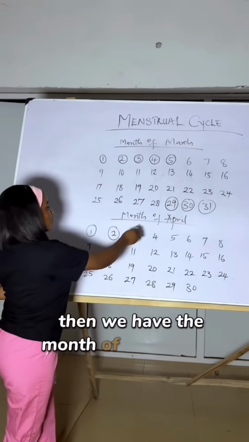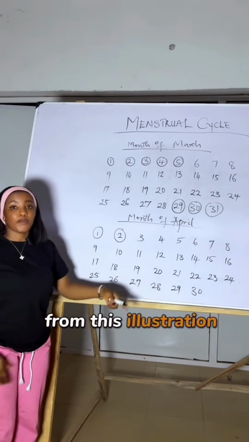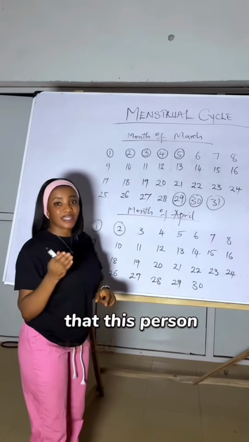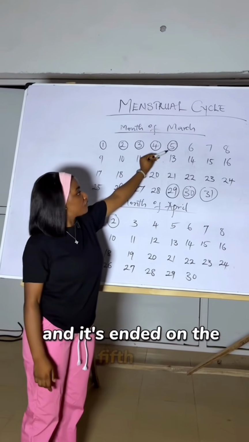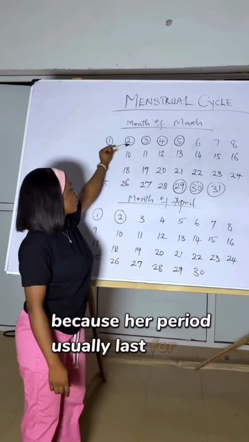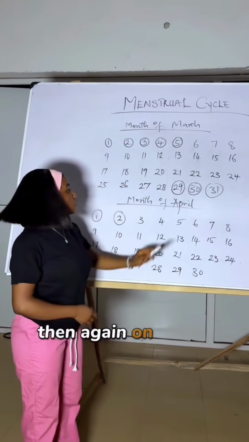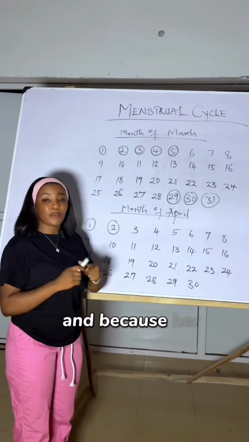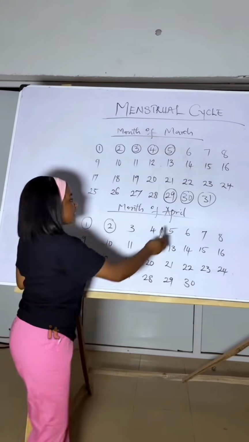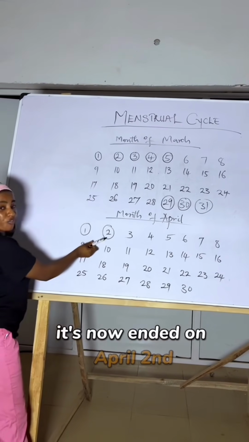Now, over here, we have the month of March, which runs for 31 days. Then we have the month of April, which runs for 30 days. From this illustration, we were made to understand that this person started seeing her period on the first day of March, and it ended on the 5th day, because her period usually lasts for 5 days. Then again, on the 29th of March, her next period started, and because her period usually lasts for 5 days, it lingered from March. It now ended on the 2nd of April.